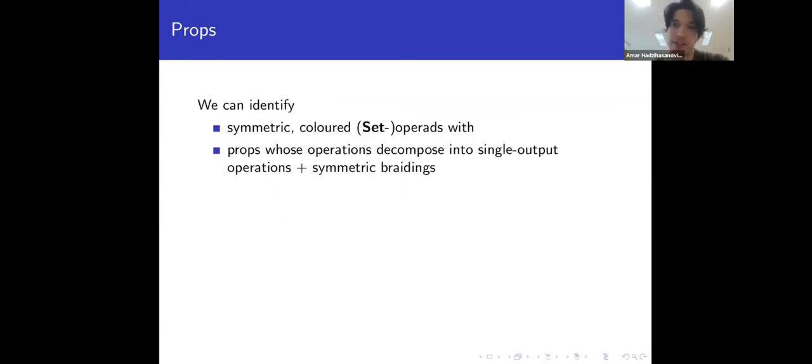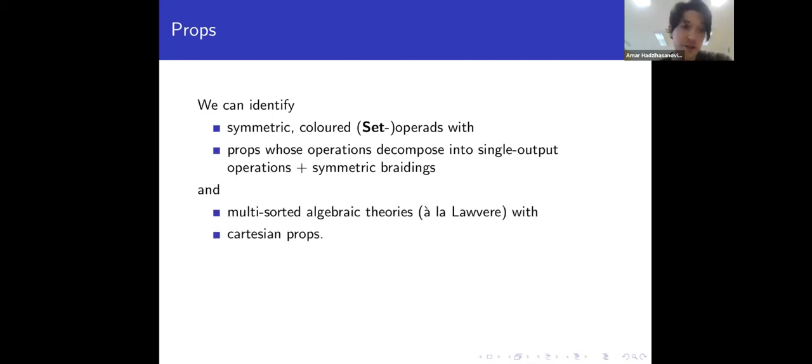So colored props generalize some of these other gadgets, and in particular, we can identify symmetric colored operads with the props whose operations decompose into operations with a single output and symmetric gradings. So before somebody asks me, everything in this talk will be non-enriched or set enriched, if you prefer, because the constructions are very combinatorial. I do not have any idea of how any of it could extend to a more general V-enriched setting.